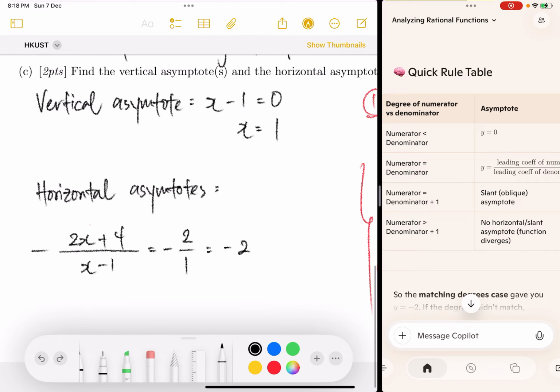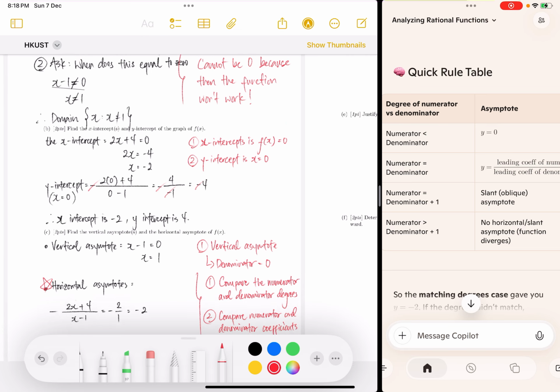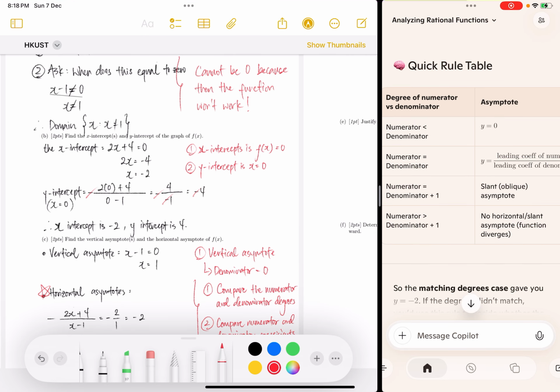Basically, that will be the vertical asymptote and the horizontal asymptote. The horizontal asymptote can be a bit confusing, so we might need a little bit of explanation about that, but basically this whole thing sums it up.